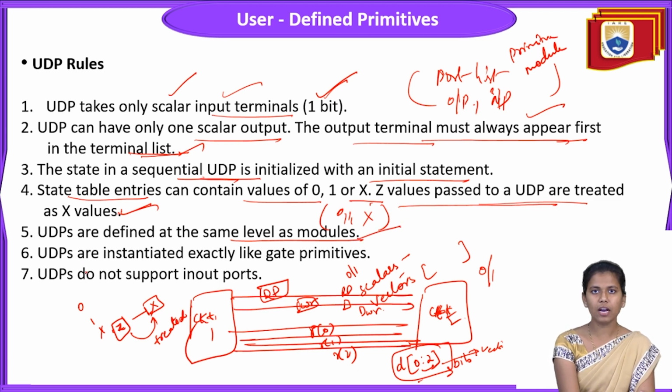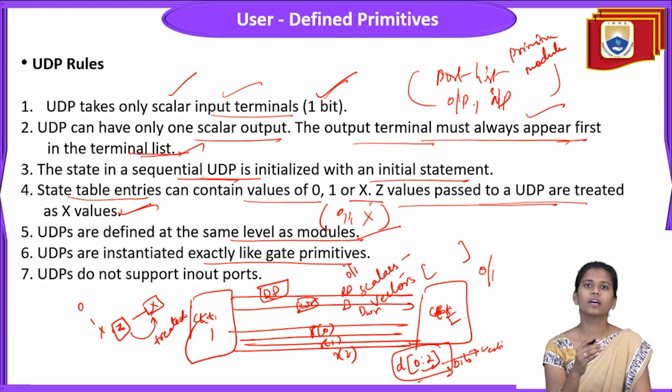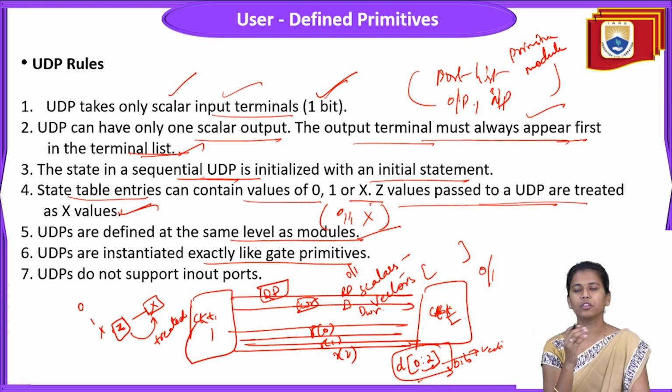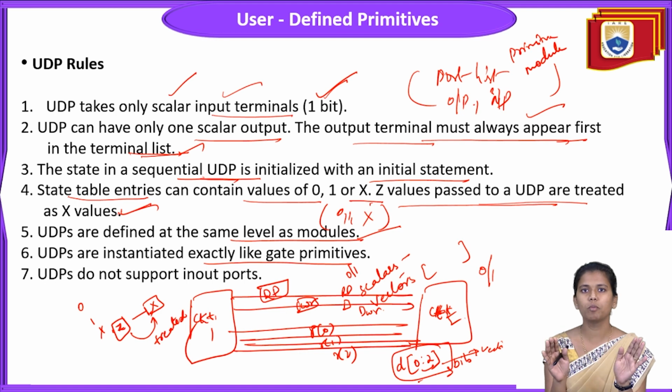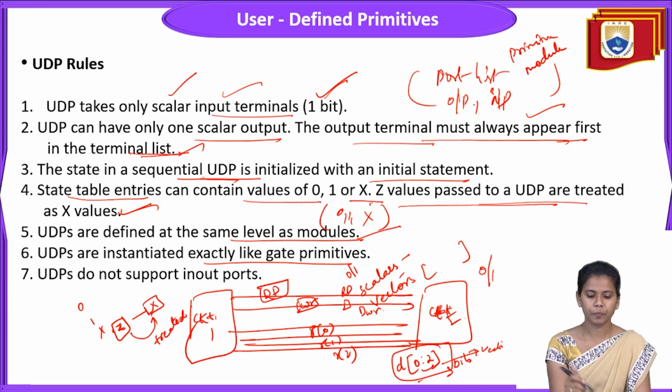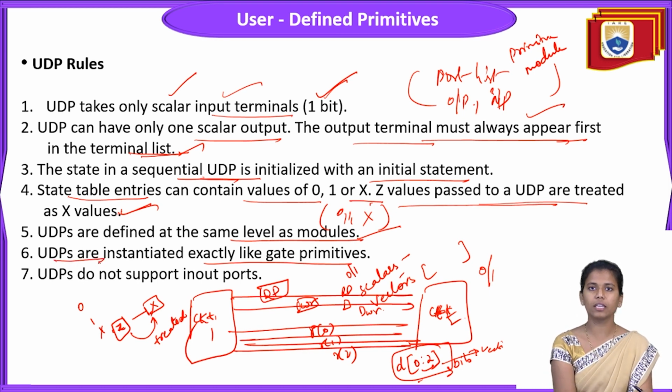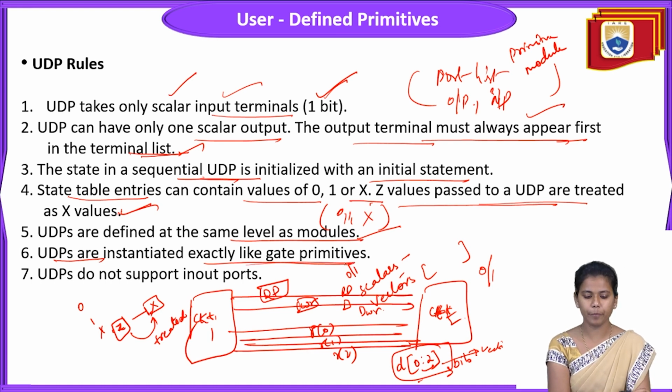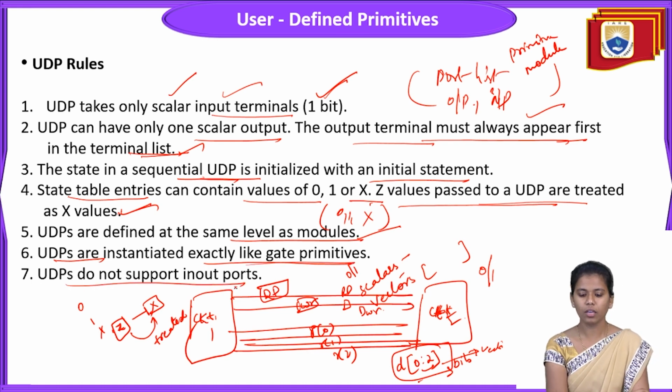Next, UDPs are instantiated exactly like gate primitives. So here when you compare the gate primitives and user defined primitives, there is not much difference. The way of writing the syntax is also observed in the same way. So there is no much difficulty or differences seen. So the UDPs are instantiated exactly like gate primitives. Okay, and UDPs do not support inout ports.